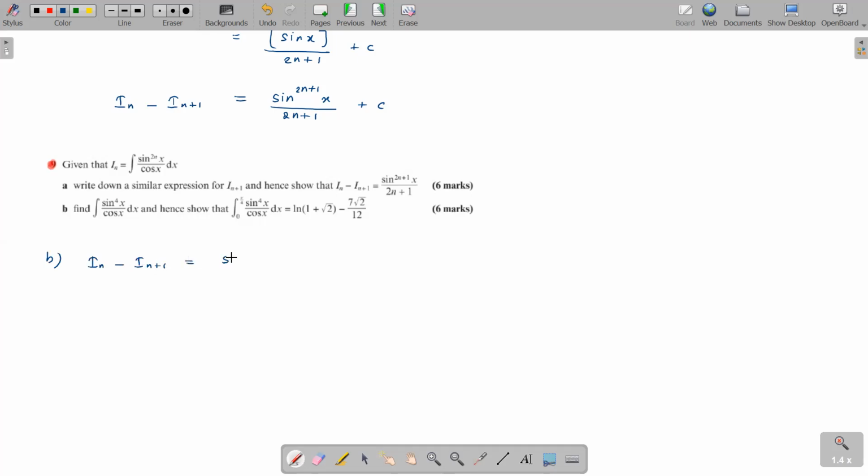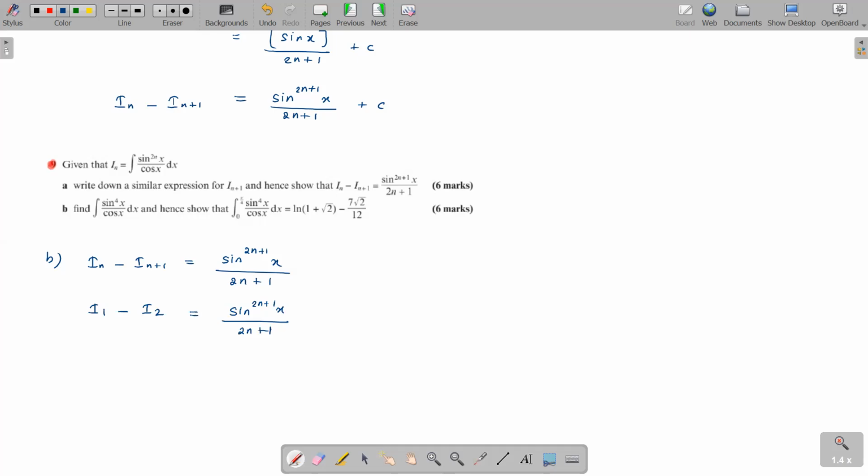What do you think I will use for my n value? Instead of using 2, let's use n as 1. What happens when you use n as 1? I get here I1 minus I2. I want to end up getting I2, right? I1 minus I2 equals sine to the power 2n plus 1 x over 2n plus 1. Do you agree? Let's input the I1 and I2 values.